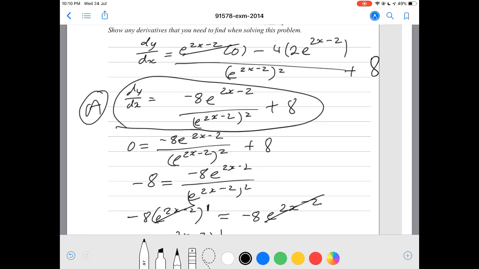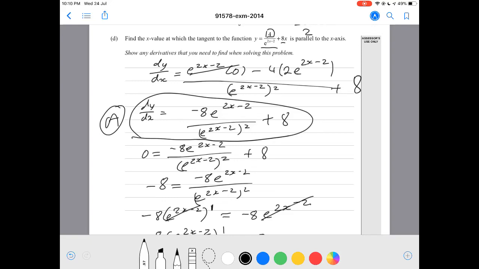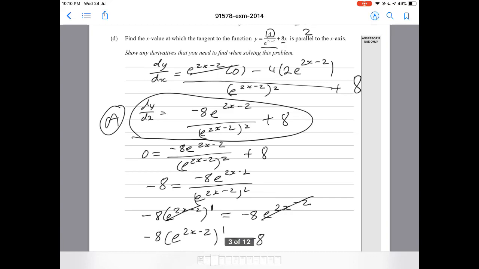Yeah, guys, sorry about missing the 8x there, because I wasn't really paying attention to the question. That's my fault for missing the plus 8x at the end.